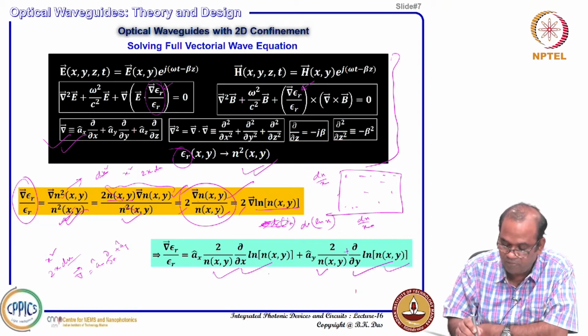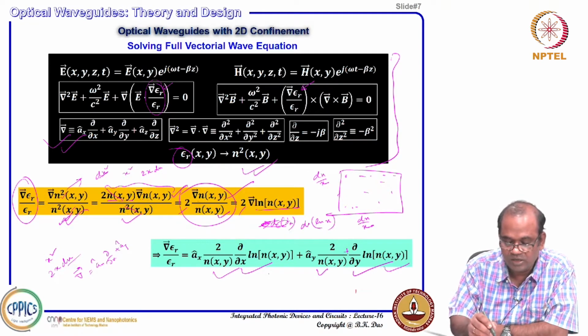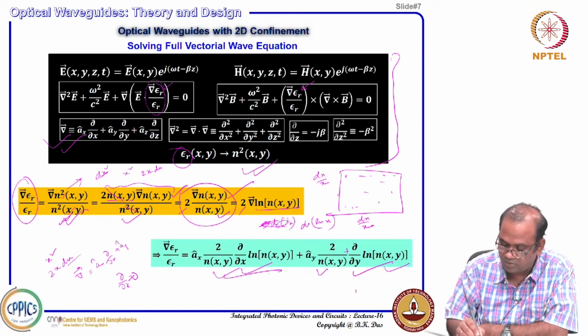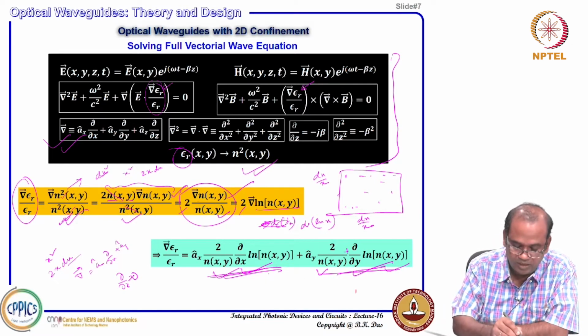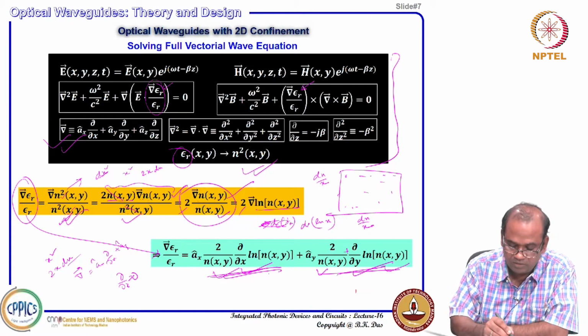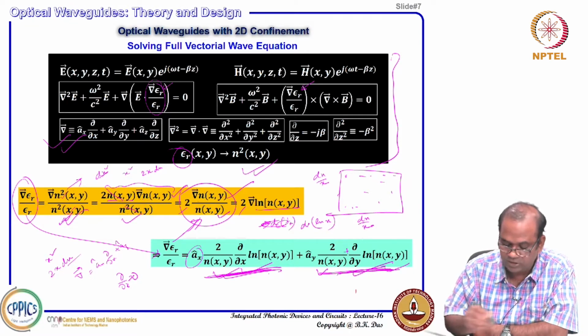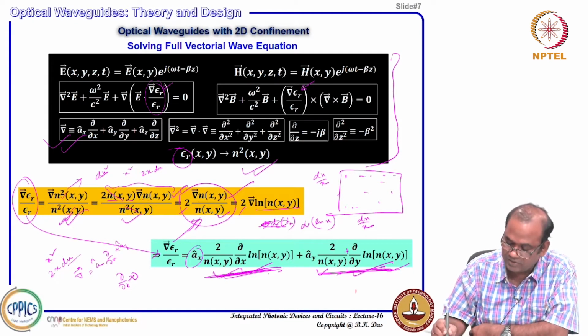If you operate del z on nxy, because this is a function of xy only, del z will be 0. So we can write del z equal to 0. After putting that you get two terms, one x component term and another y component term. So delta epsilon r that we have written will be equal to this one, which has only an x component and a y component.